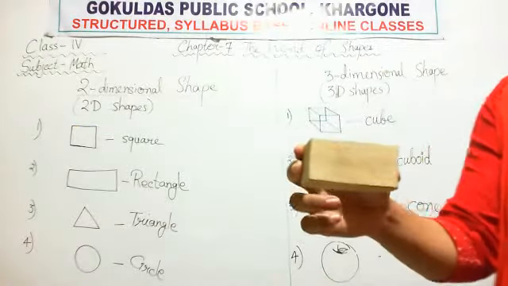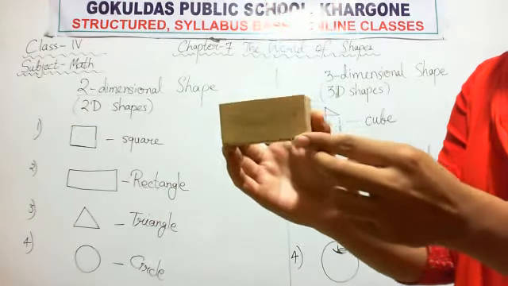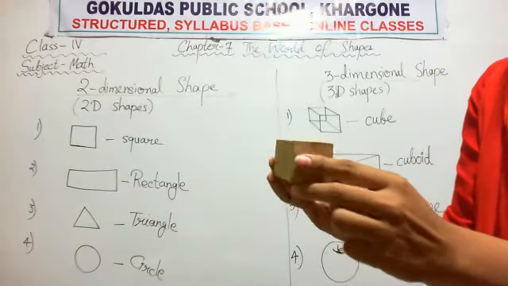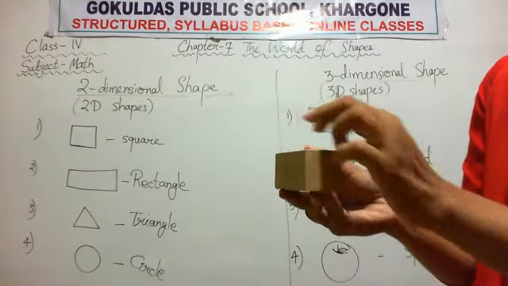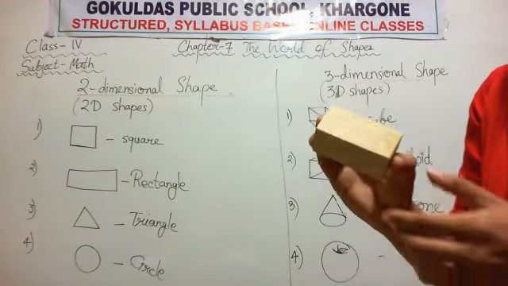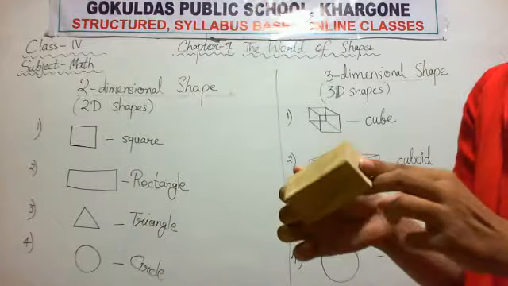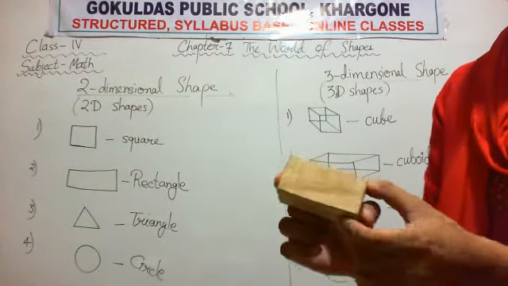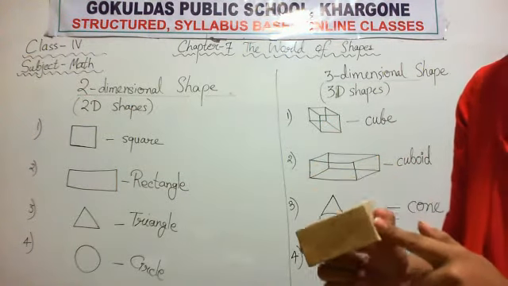This shape has height, width and depth. Height, if I tilt it, height, width and depth. 3 dimension it has. It is a solid shape. The name of this shape is cuboid. Your geometry box is example of cuboid. Matchbox is an example of cuboid.